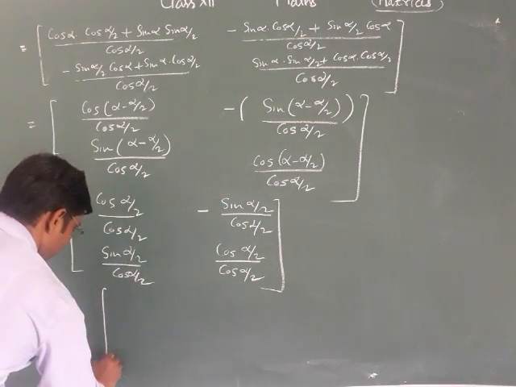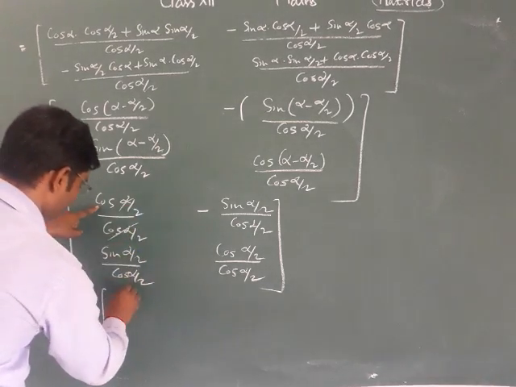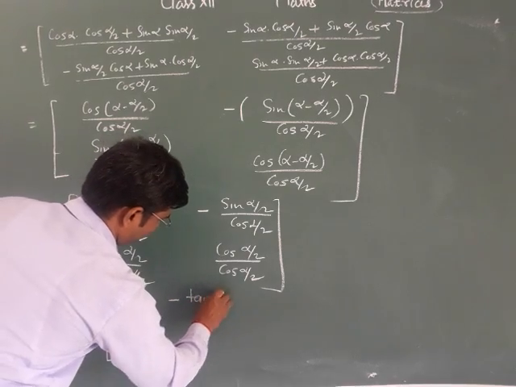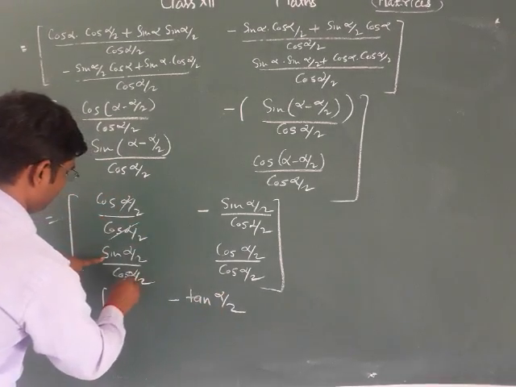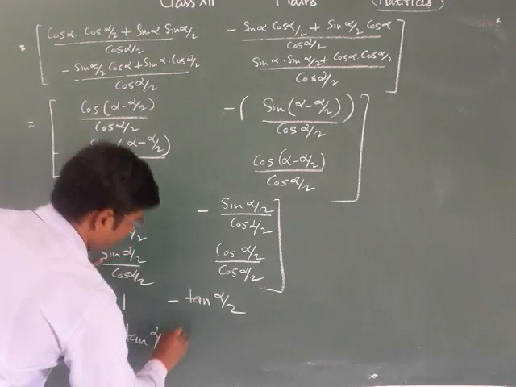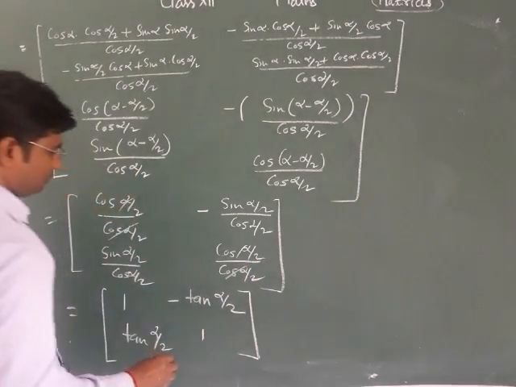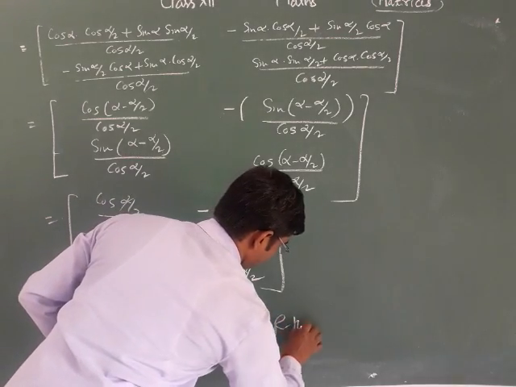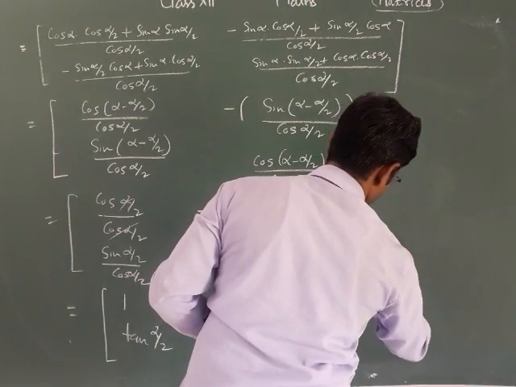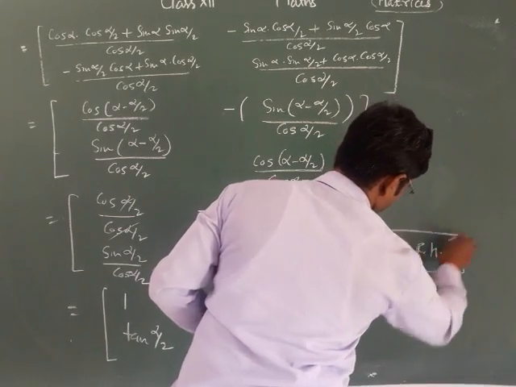So this is, so cancel out, 1 and this is minus tan alpha by 2, and tan alpha by 2 and this is 1. So RHS, so this is LHS is equal to RHS. This is proved.